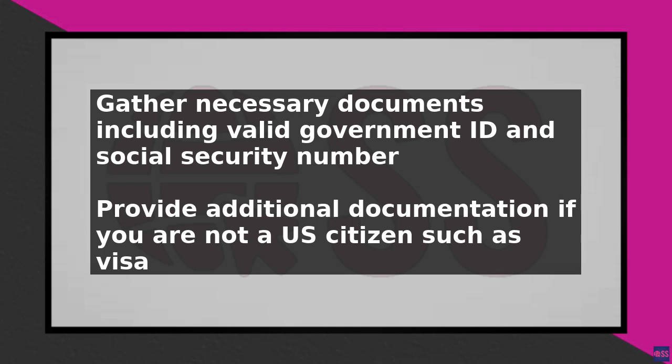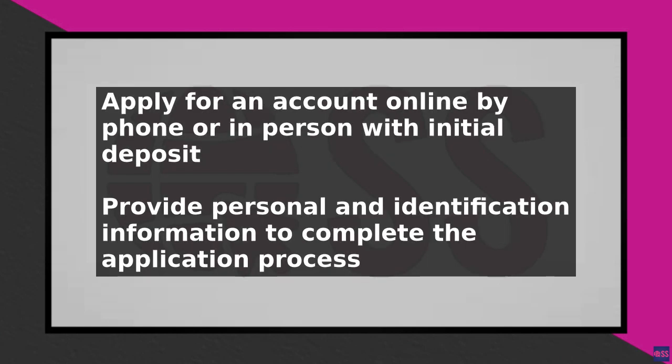If you apply in person, you will need to bring your documents with you to the bank, where a bank representative will guide you through the application process. You will need to sign an account agreement and provide your identification and contact information. After your account is open, you will receive a debit card and checks, if you have chosen to receive them. You can then fund your account, set up direct deposit, and take advantage of other bank services, such as online banking and mobile deposit.